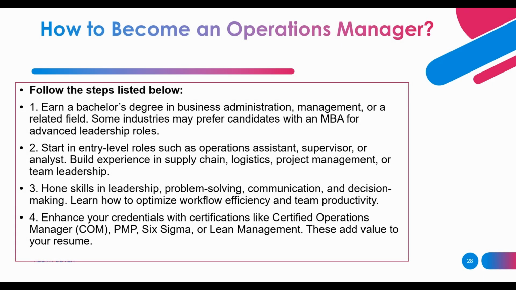Okay, the second video to continue from the operation manager role. So another one is about how to become an operation manager. So follow the steps listed below. Number 1, you have to earn a bachelor degree in business administration, management, or related field. Some industry may prefer candidate with an MBA for advanced leadership role. Number 2, start in an entry-level role such as operation assistant, supervisor, or analyst. Build experience in supply chain, logistics, project management, or team leadership.